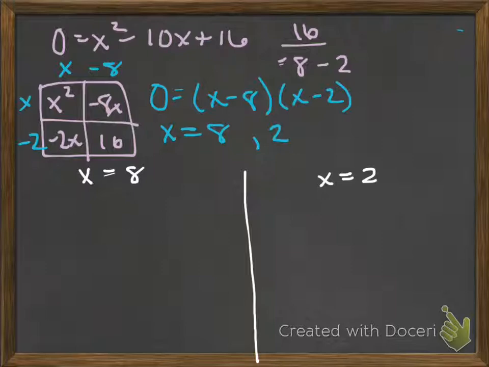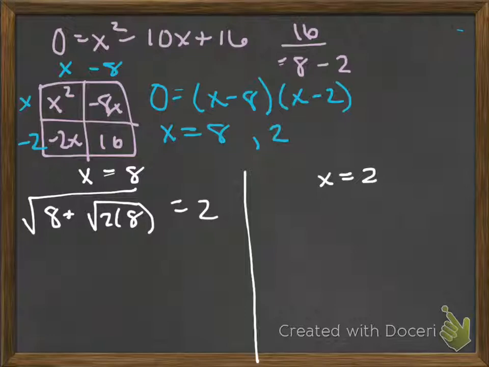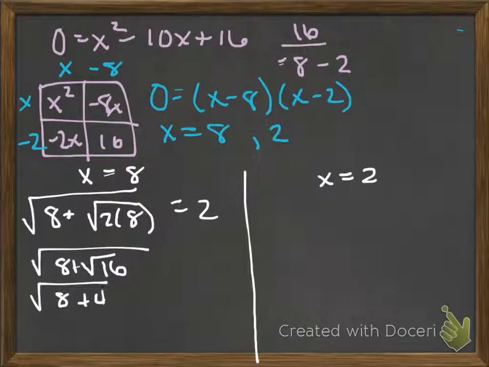So plugging this into the original problem, I have 8 plus the square root of 2 times 8, and we need to see if this equals 2. So I have 8 plus the square root of 16. The square root of 16 is 4, so now I have 8 plus 4, and I get the square root of 12. And the square root of 12 does definitely not equal 2, so 8 does not work.